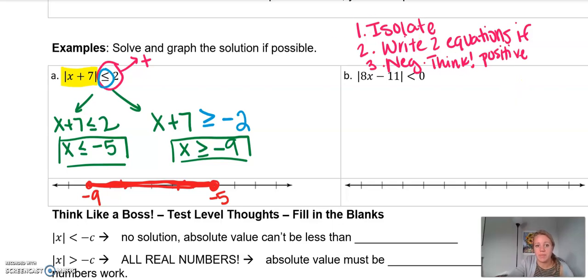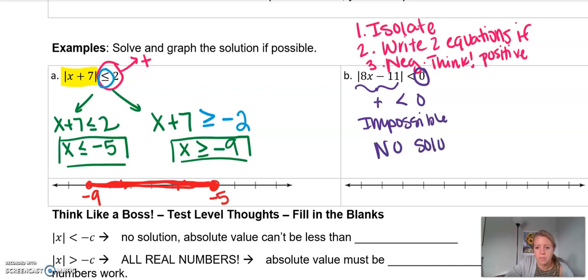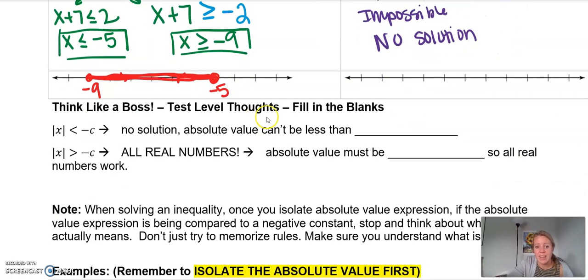Notice on this one, I have that the absolute value of 8x minus 11 is less than 0. Think, can my absolute value, which is equal to a positive number, be smaller than 0? No, that's impossible because it's always positive. So this is actually no solution. Remember, if it's smaller than a negative, that's no solution because it can't be less than 0. If it's greater than a negative, then x can be anything, because it's always greater than 0.